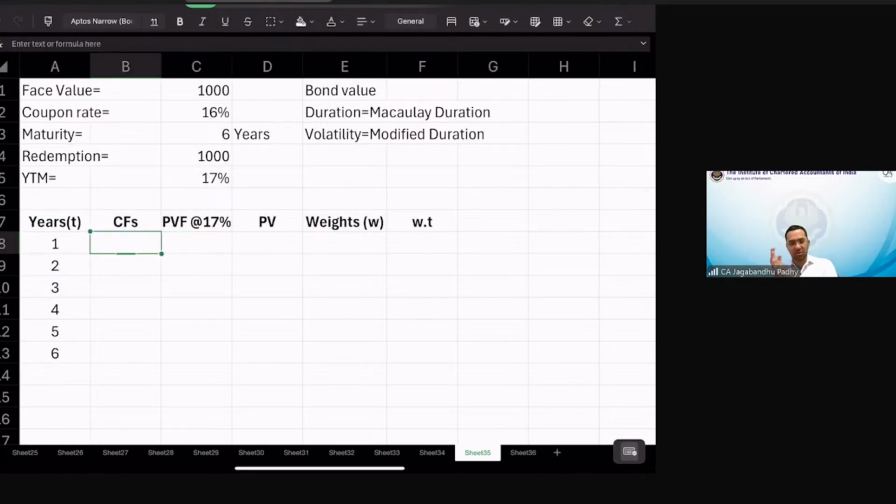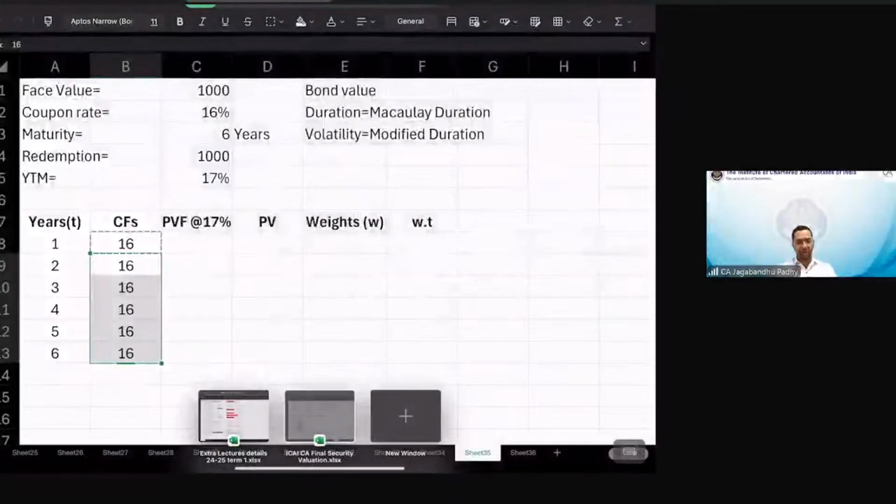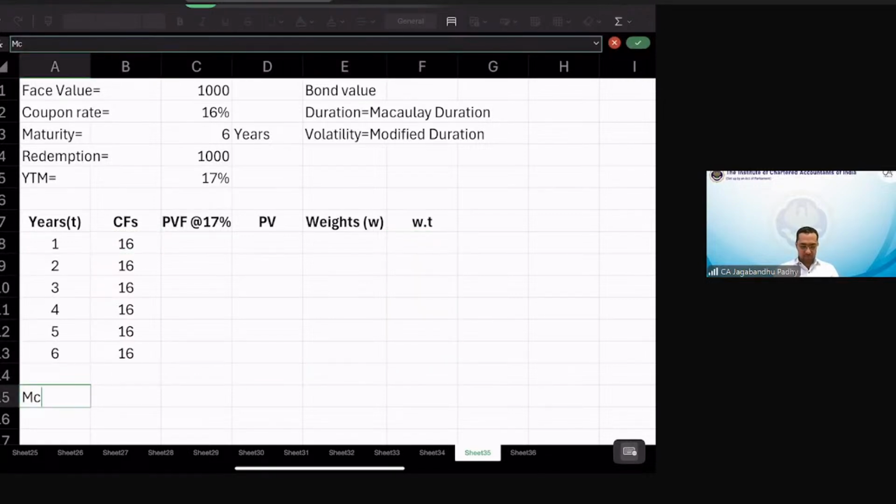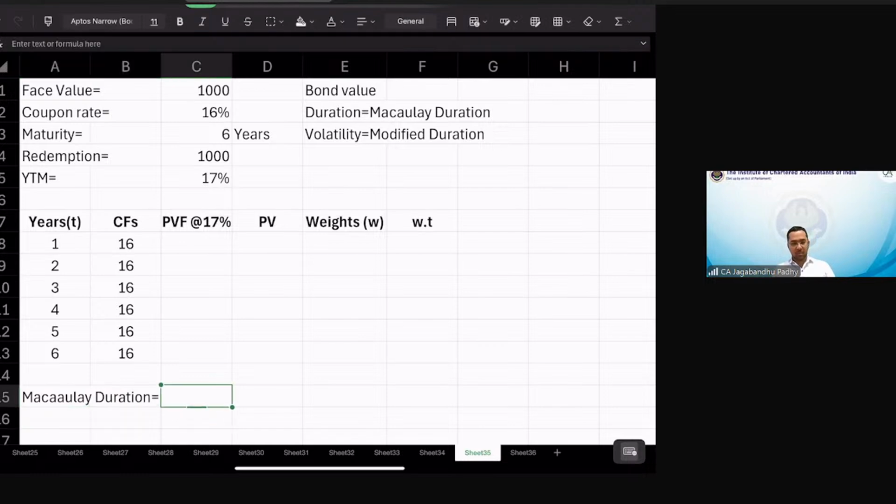Then let's list down the cash flows. So what are the cash flows that we have in USD? 16% is the coupon, so cash flows are going to be 16, right? Then let's take the present value factor at 17%, the PV, take the weights, and then weights into T. So please calculate the Macaulay duration, guys. Give me the Macaulay duration.